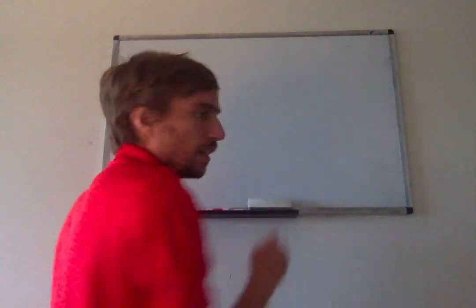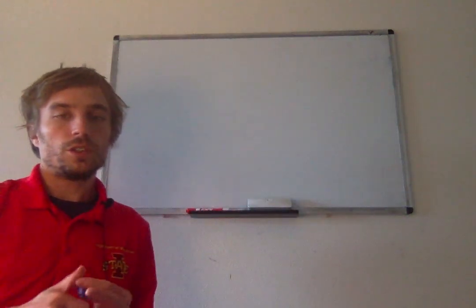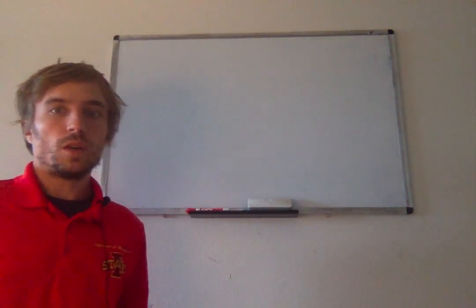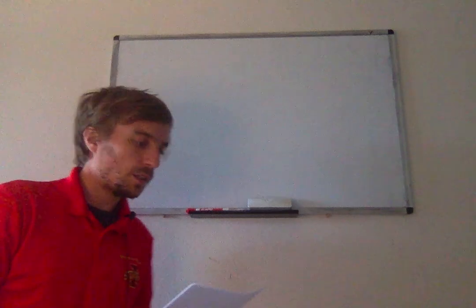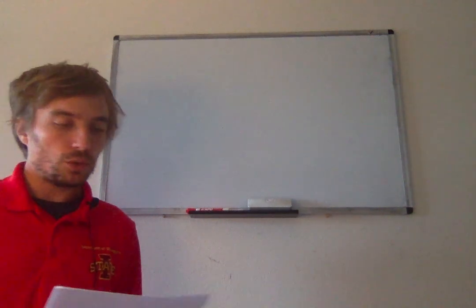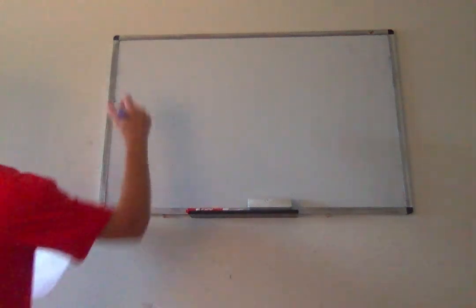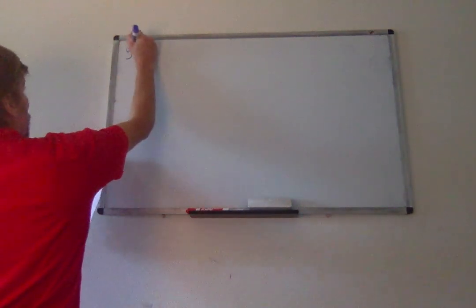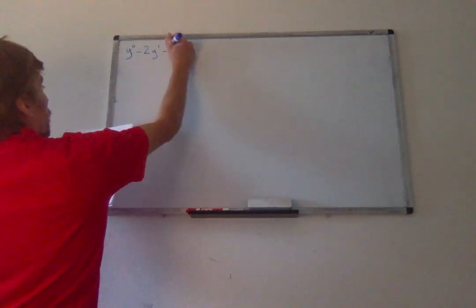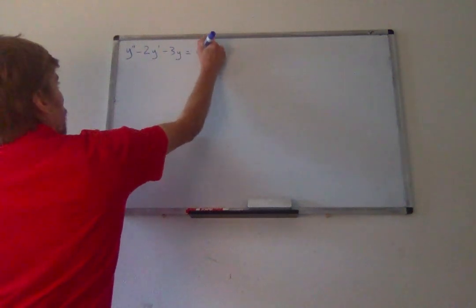So here we're given a non-homogeneous differential equation along with a complementary solution y sub c and a particular solution y sub p, and we want to find a solution satisfying the initial conditions. So here's the differential equation, equals 6.